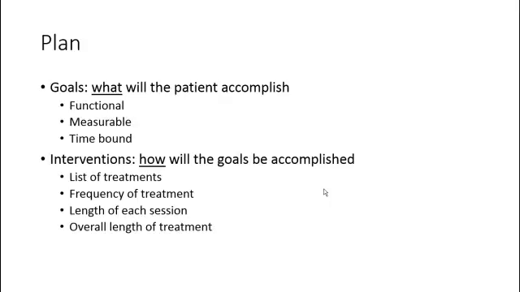So the types of treatments, manual therapy, strengthening, therapeutic exercise, etc. How often? Once a week, once a day, twice a day. Length of each session sometimes is required, sometimes we don't include that. And then certainly the overall length of treatment. So the patient will be seen for 2 weeks total or 4 weeks total or whatever it is. So there should be some logical connections between the goals and the interventions, but they are separate statements.